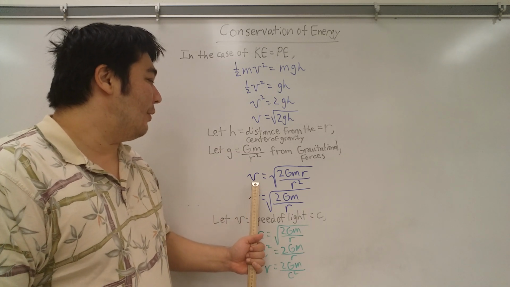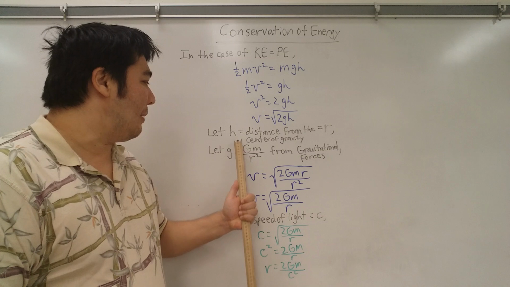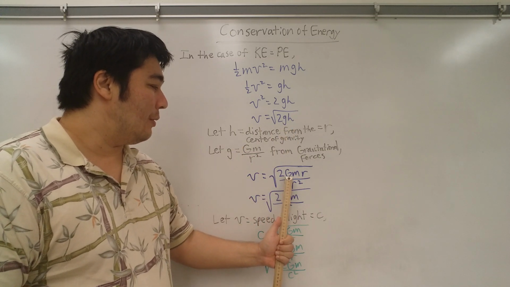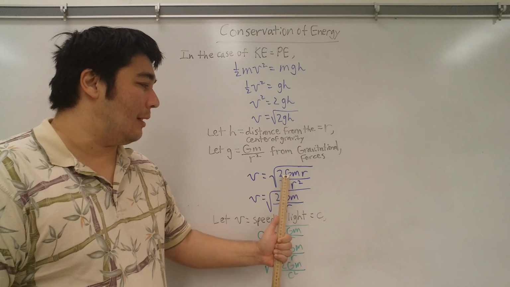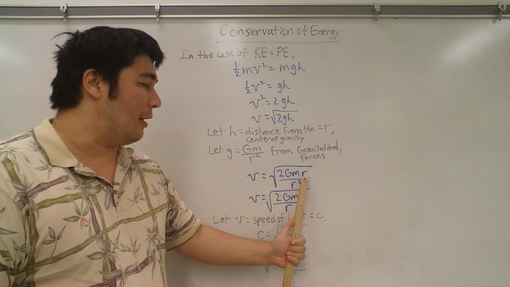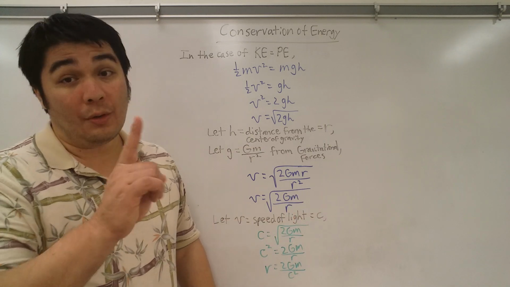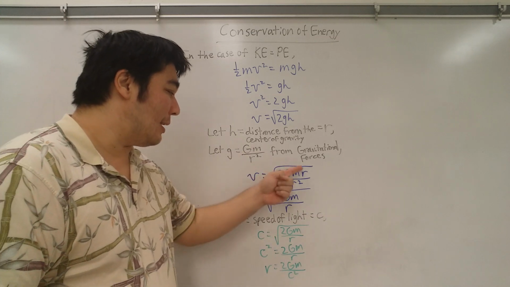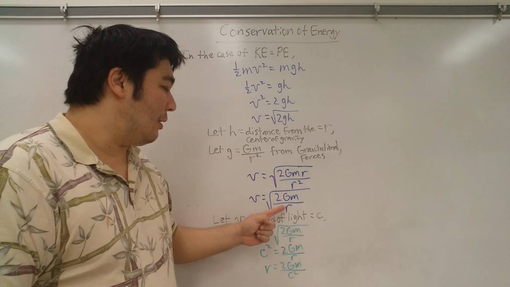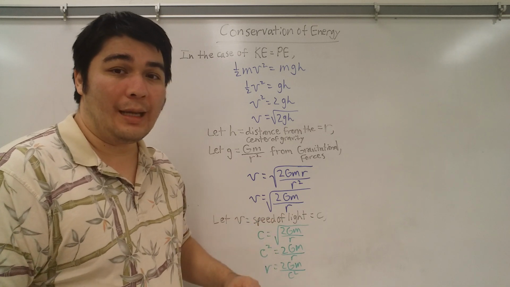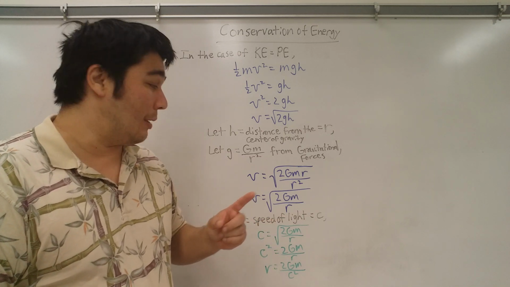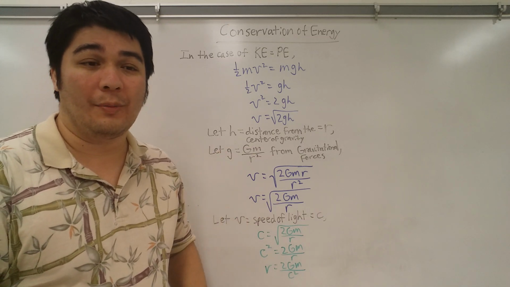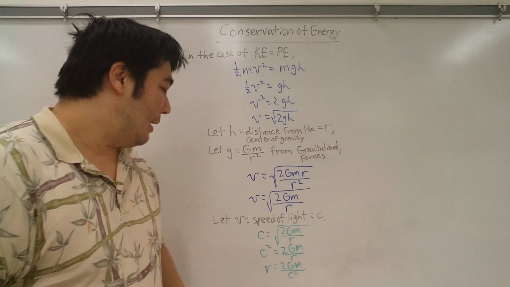So when I substitute my g and my h back in, I get that v equals the square root of 2 capital G M r over r squared. Of course, we can simplify this. Because these r's are the same, v is equal to the square root of 2GM over r, where M is the mass of the Earth, or whatever planet you're on, and r is the radius of the planet you're on, whether it's the Earth or Jupiter or whatever.